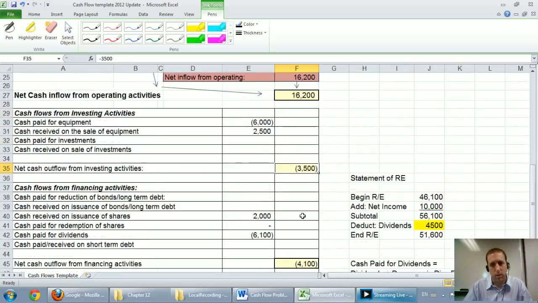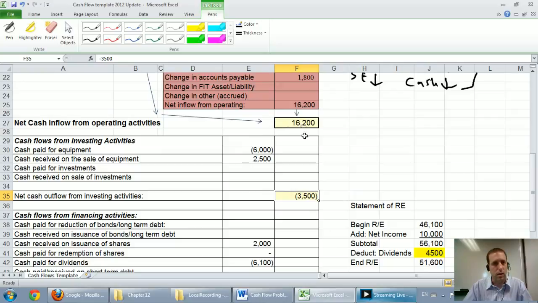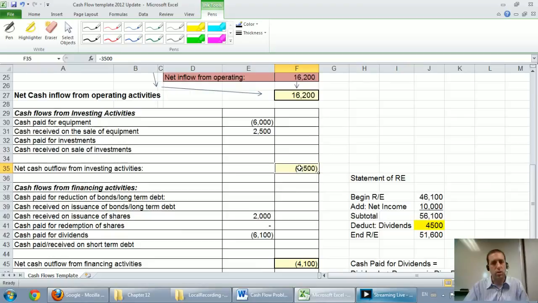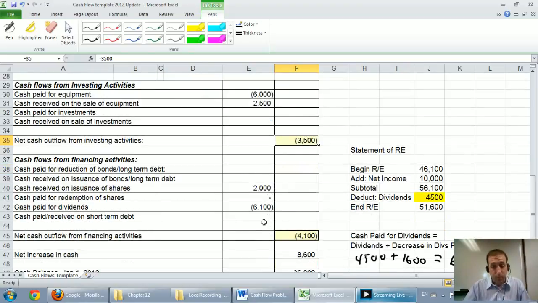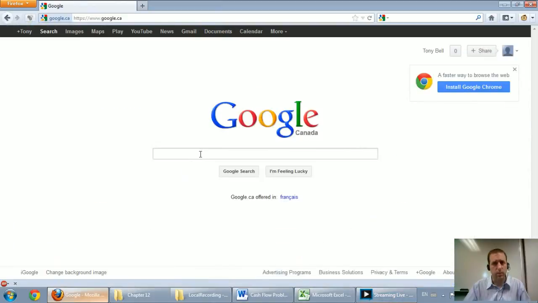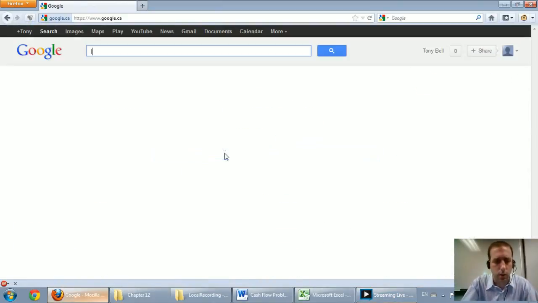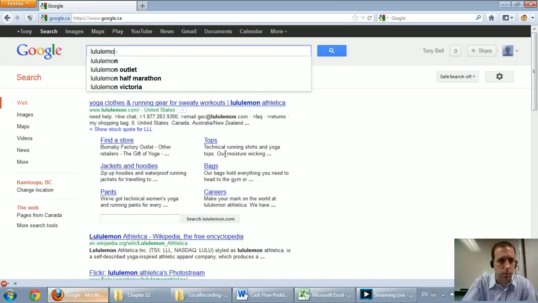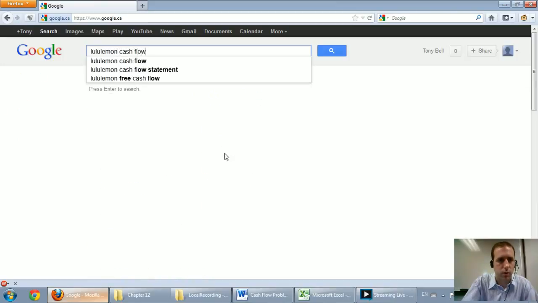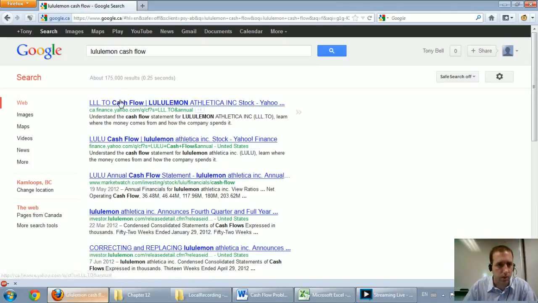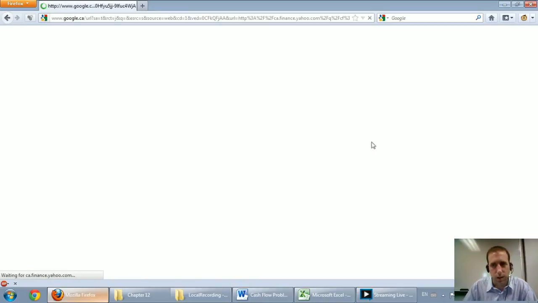So this was our company. I would say it kind of hit on all the things I'd look for. It has a positive cash flow from operations. They are making investments, and they do pay a dividend. Let's look at a real company. And what I thought I might do is I would Google a good old Canadian company, Lululemon cash flow statement. I just put cash flow, and there's their Yahoo Finance page.